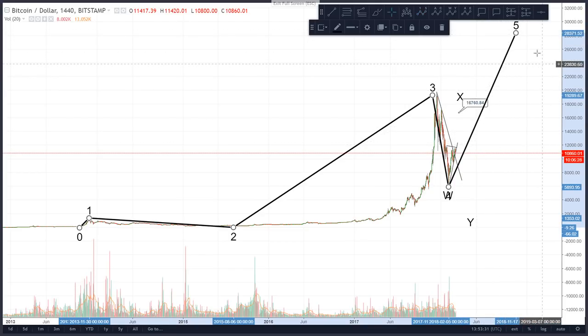Yeah, 5. Obviously the target's much higher than that, but the point is this could be the end of wave 4, and 5 could be going upwards. Now this is just the opposing argument to my WXY. I just want to throw it out there.